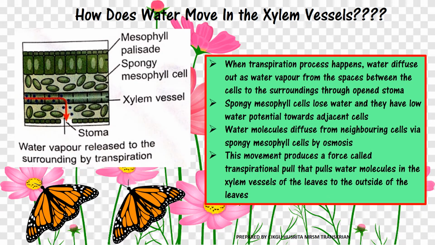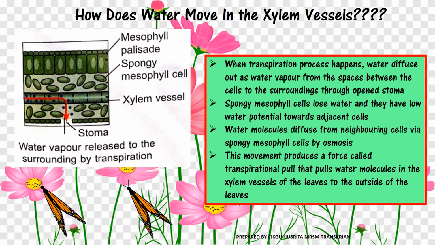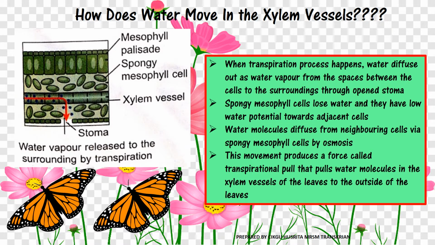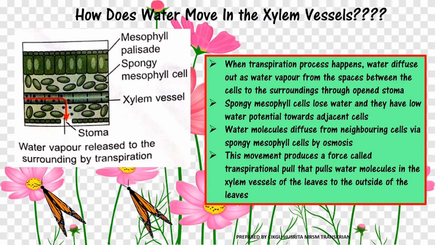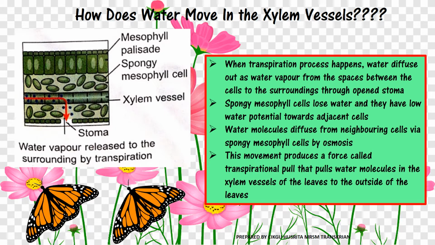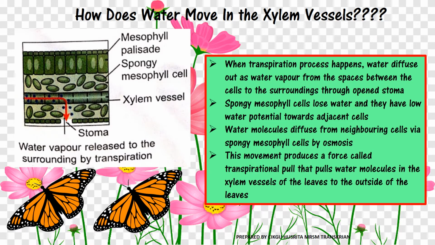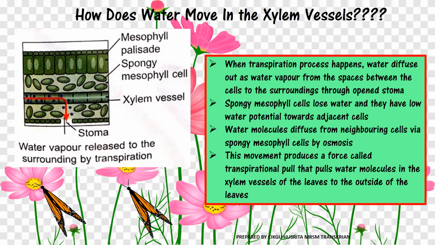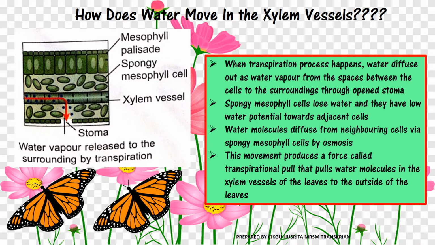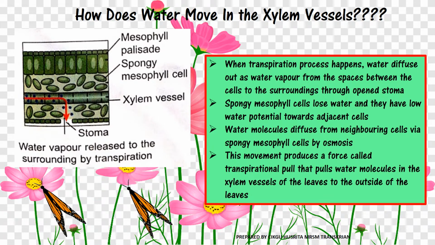So this movement will produce a force called the transpirational pull that pulls water molecules in the xylem vessel of the leaf to the outside of the leaf. So there are three processes. The first one, root pressure. Second is capillary action. And the third one is the transpirational pull. So these processes will make the water continuously flow in the plant.